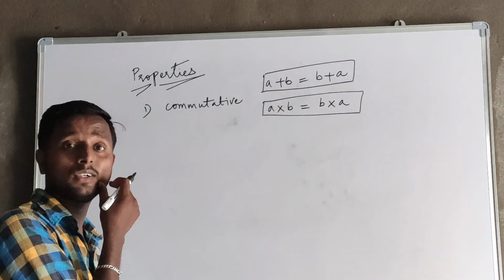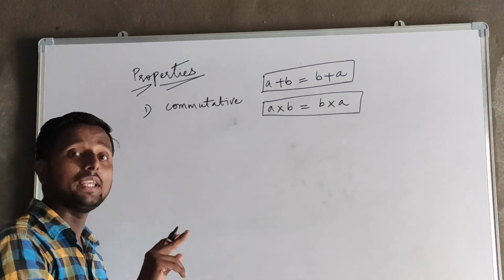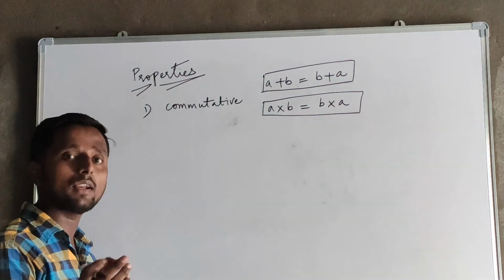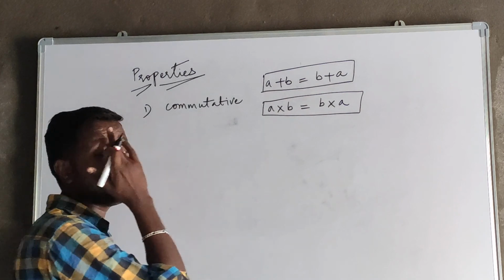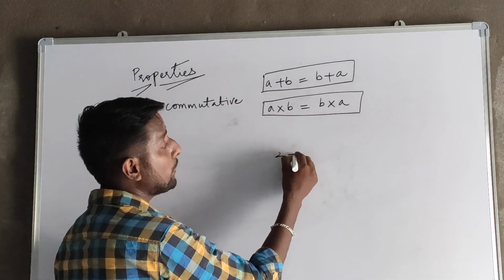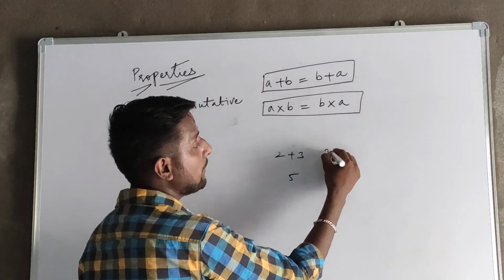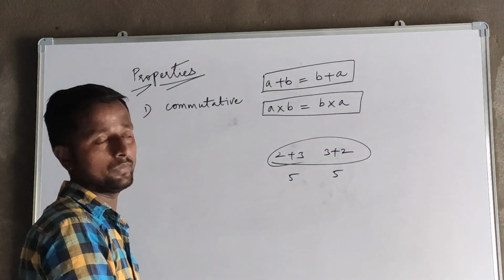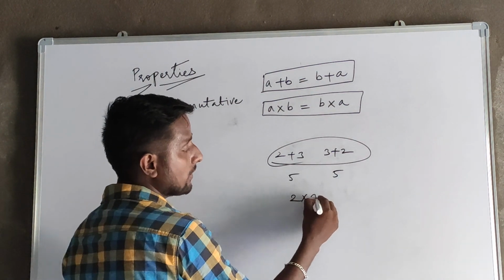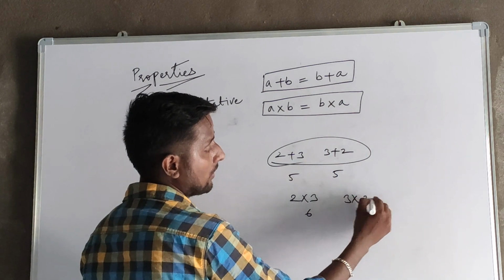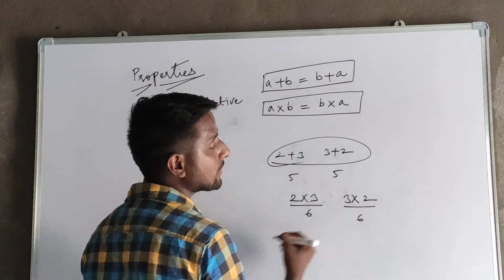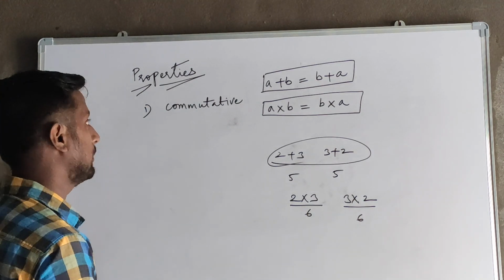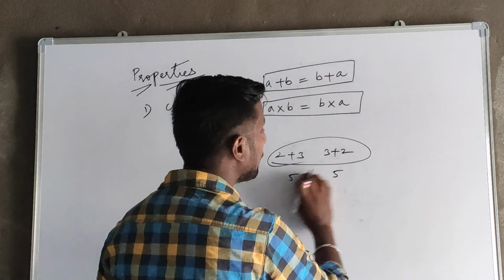What do both things represent? The sum of any two numbers, if you add in any direction, from left to right or right to left, gives the same answer. For example, 2 plus 3 is 5, 3 plus 2 is also 5. This is the commutative property under addition. 3 2s are 6, 2 3s are 6, 3 2s are also 6. That is also the commutative property under multiplication. So now we learnt the commutative property.